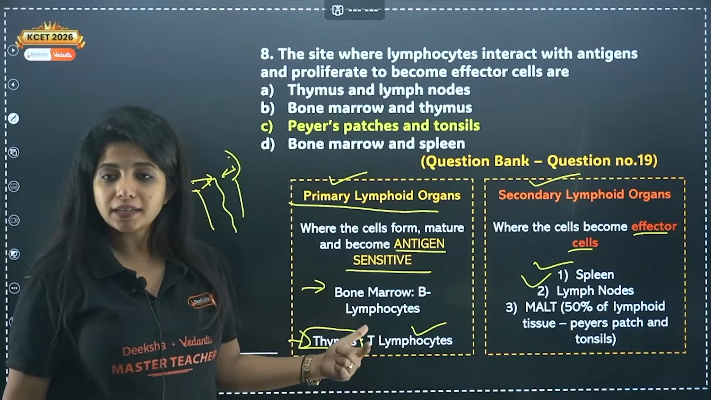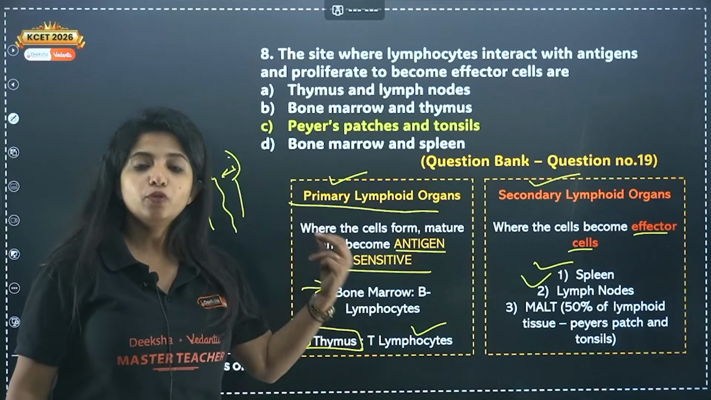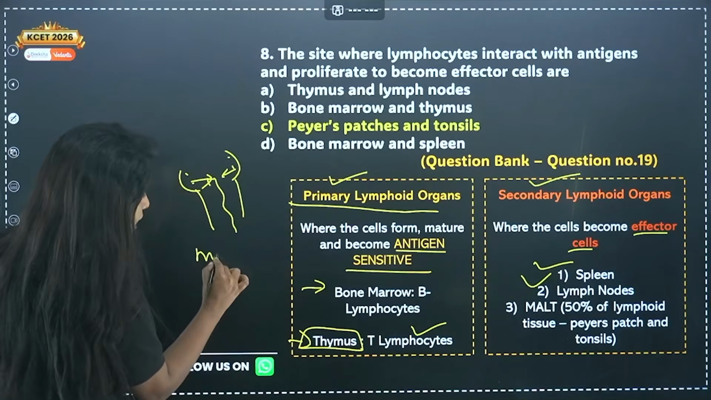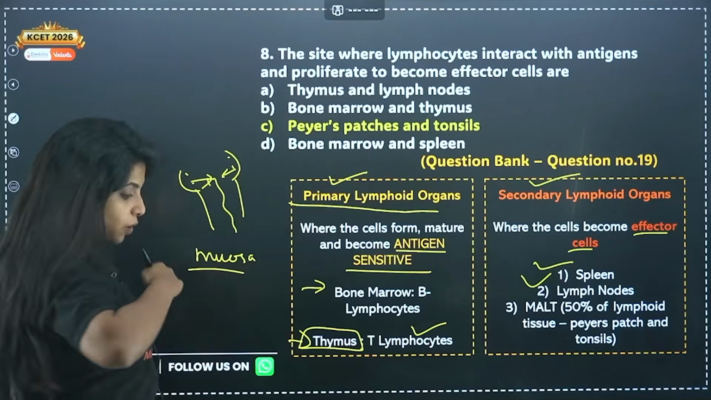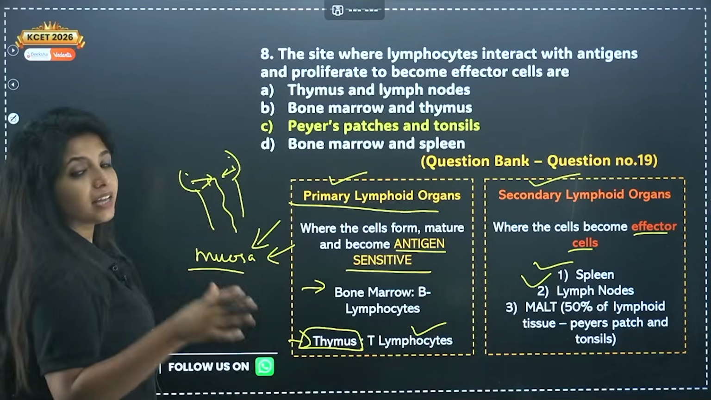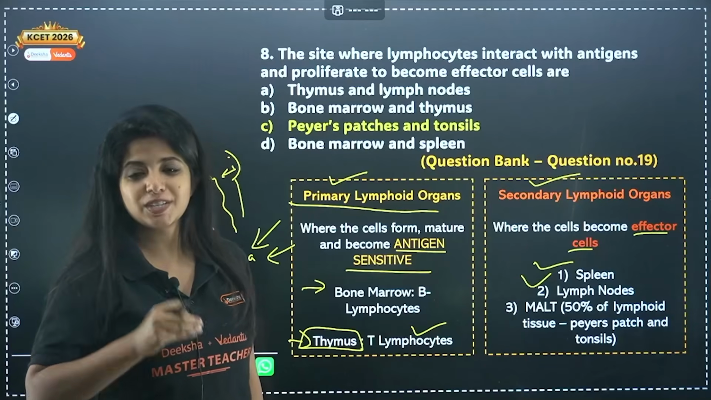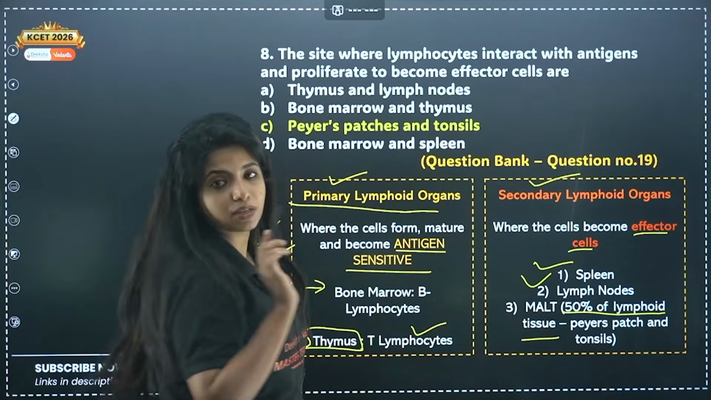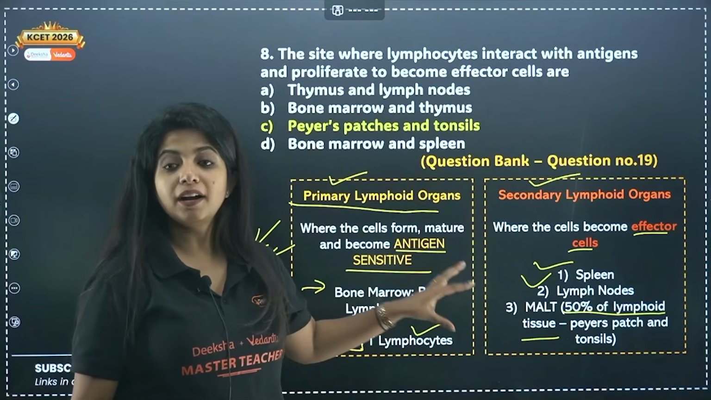Now we have MALT. MALT stands for mucosa associated lymphoid tissue. Mucosa is the innermost layer found in our body. Whatever lymphoid tissues are associated with it come under MALT, mucosa associated lymphoid tissue, and almost 50% of the lymphoid tissue is a part of MALT.